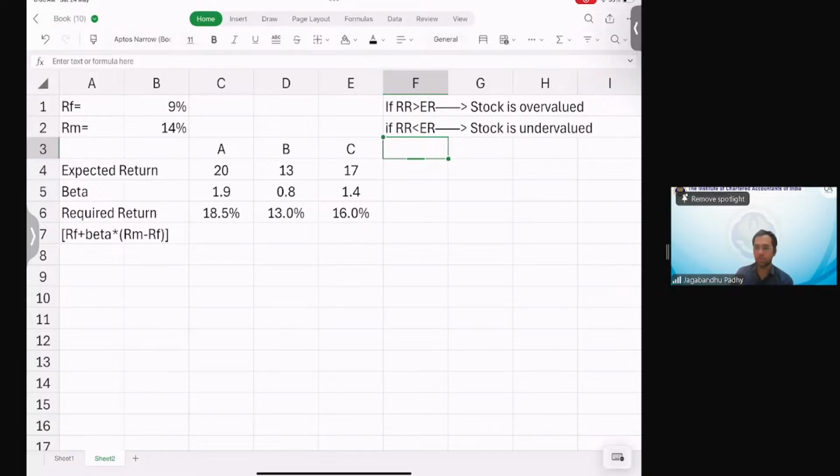If the required return is more than the expected return, the stock is overvalued. And if the required return is less than the expected return, the stock is undervalued.